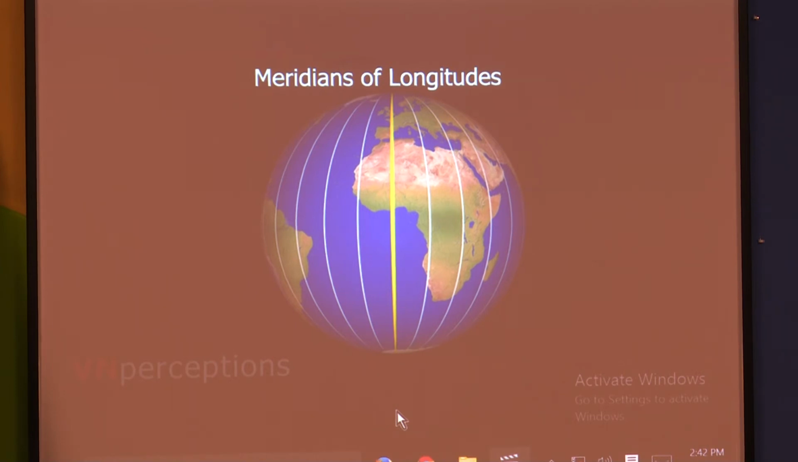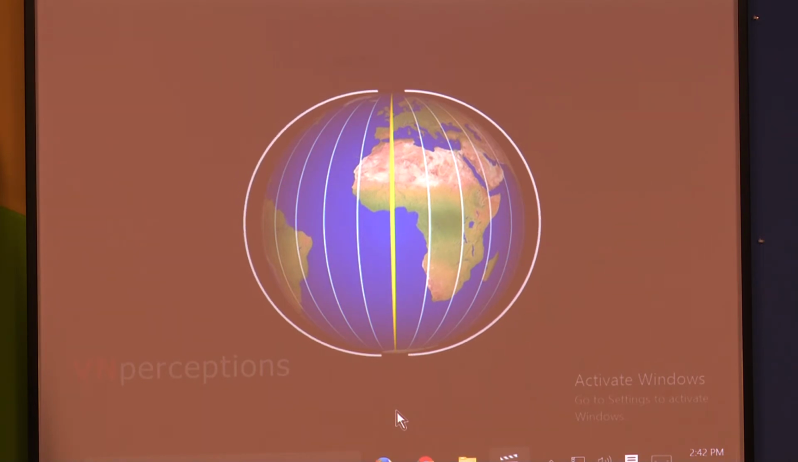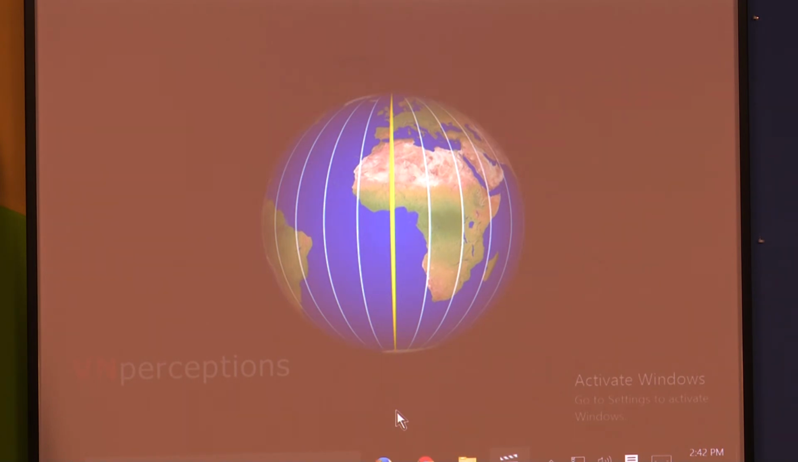Now, these are semicircular lines, and two opposite longitudes together will form one big circle. Totally there are 360 meridians of longitude. All meridians are of equal length, but the distance between any two meridians is not equal. Actually, they get closer from the equator to the poles.